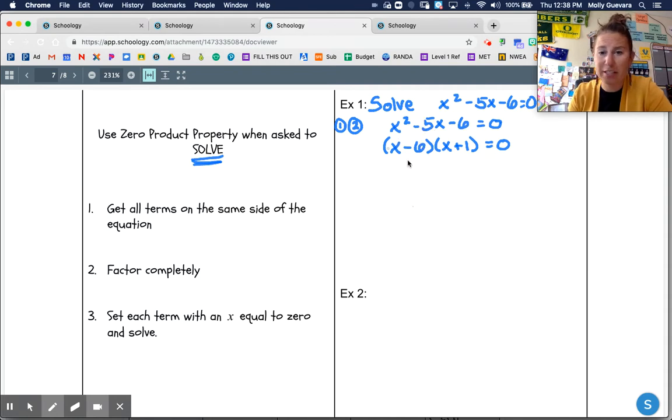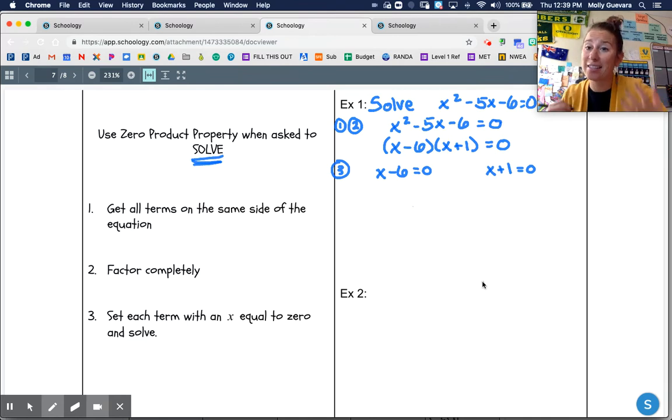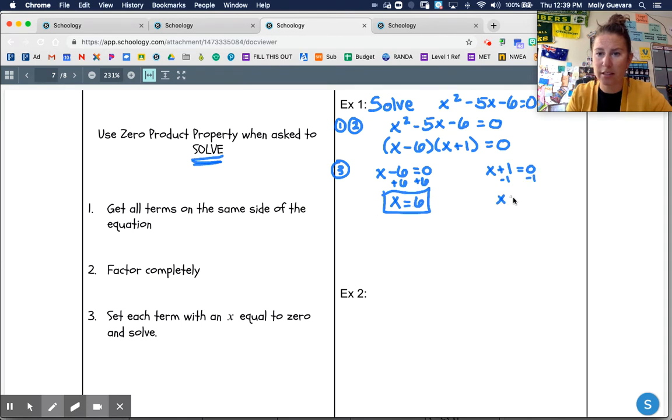Now I have these parentheses. I'm saying something times something equals 0. So now I'm on step 3. Something times something equals 0. Well, if that's the case, then either x minus 6 has to be 0 or x plus 1 has to be 0. Or both, but at least one of them, right? And so now I'm just going to solve for x. If I add 6, x is equal to 6. So there's 1. And minus 1, x is equal to -1.